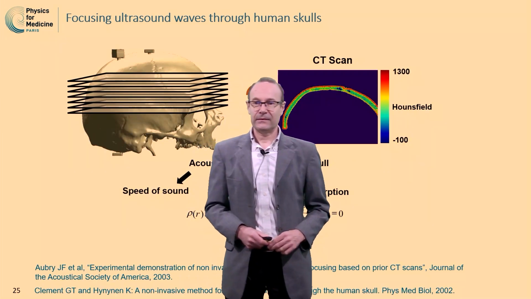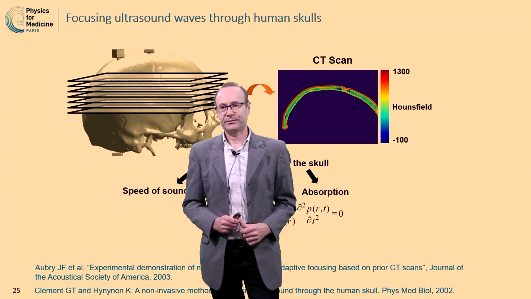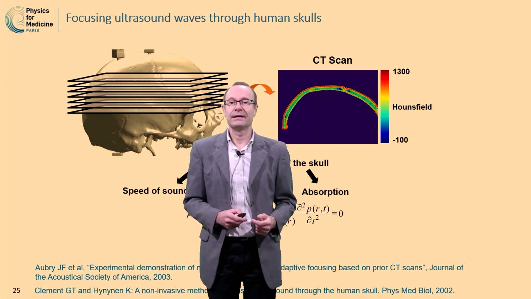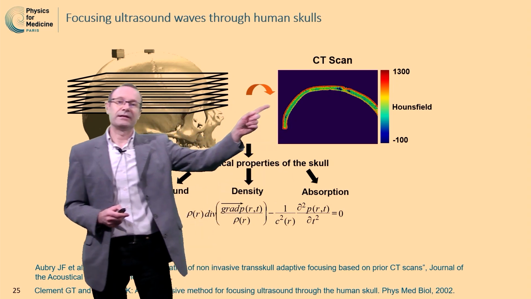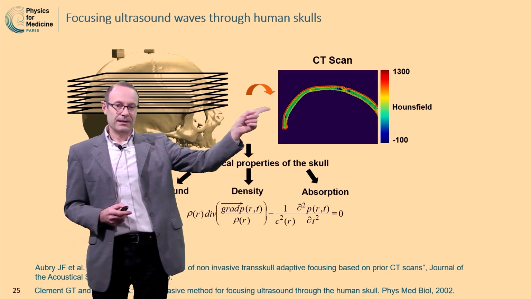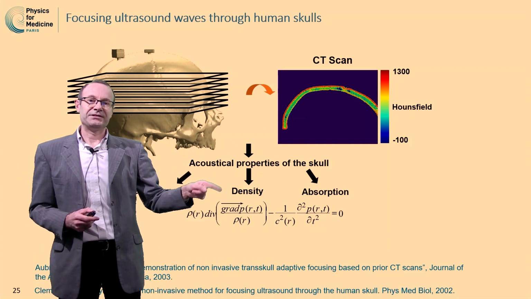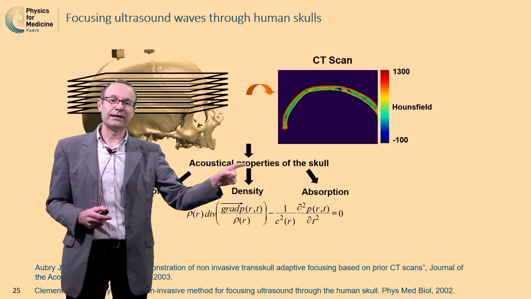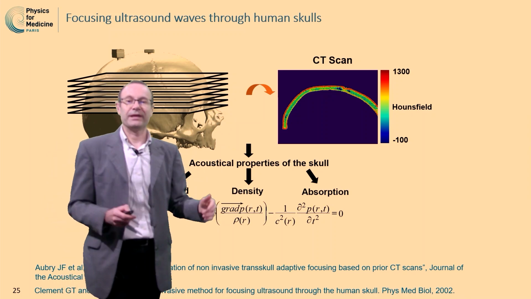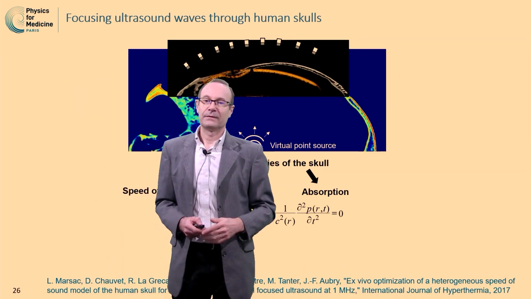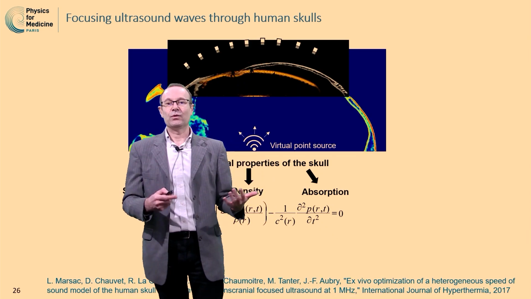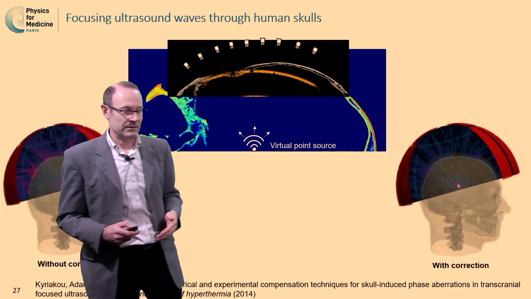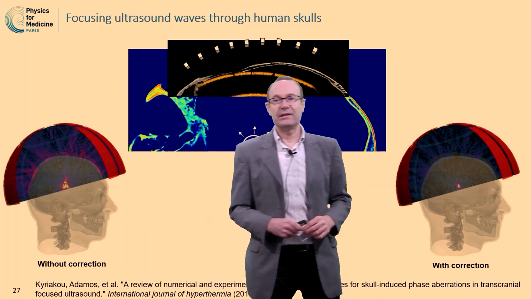How to do that? The idea is to use CT scans to get information about the skull, and use those data directly extracted from the CT scans. So we deduce the speed of sound, the density, and the absorption everywhere inside the skull so that we can simulate the propagation of the wave through the skull. And so we can predict what are going to be the effects of the skull on the wavefront. And you see here two examples.